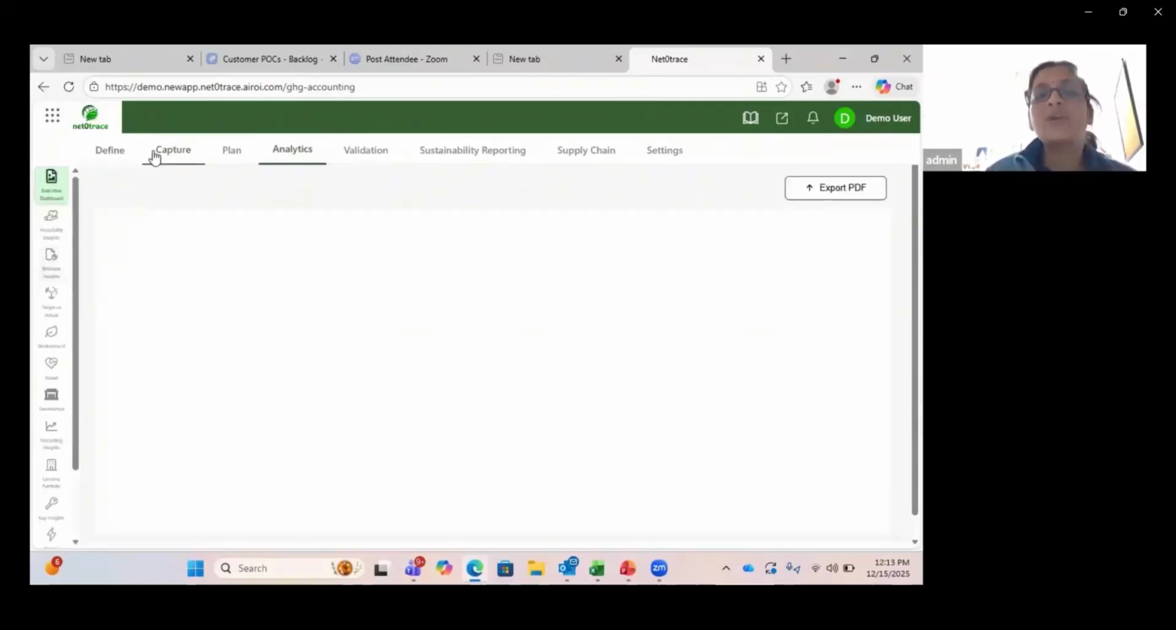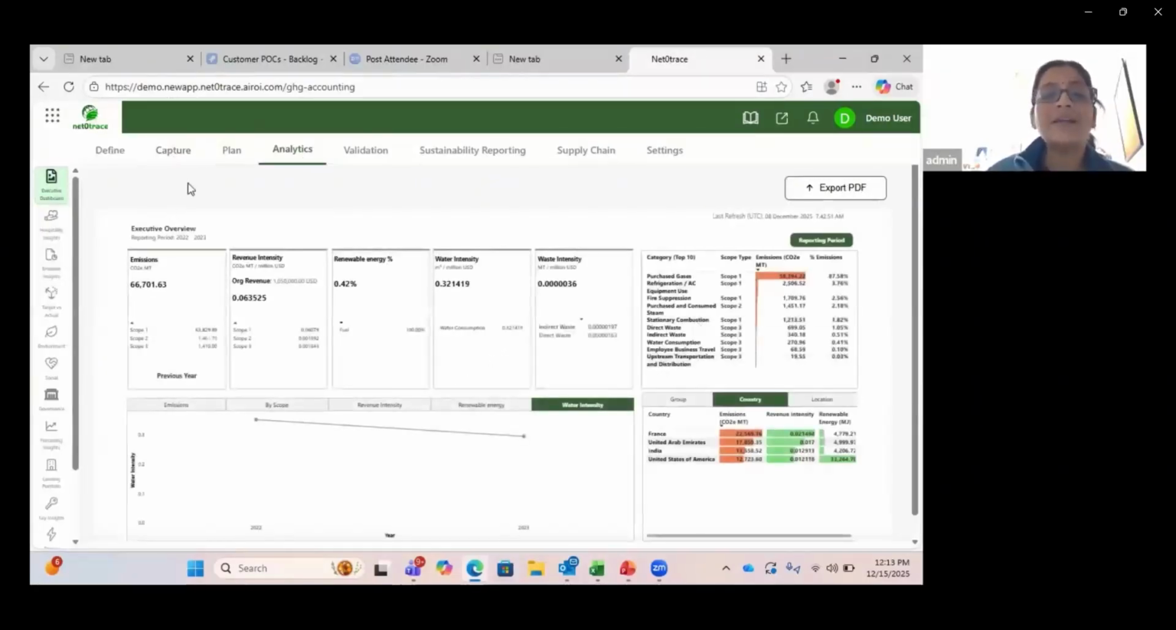You define the company. You choose what are the sources of emission that are applicable for the particular company. And then after that, you enter the details each month. So the data recording normally happens on a monthly basis by the relevant department's team, whoever is identified as the point of contact for the particular department. Once they enter the details, the system automatically generates the emissions. And then you can take a look at the emissions here on this analytics page.